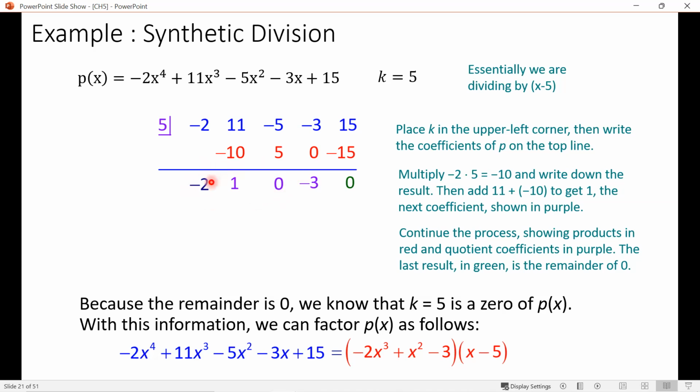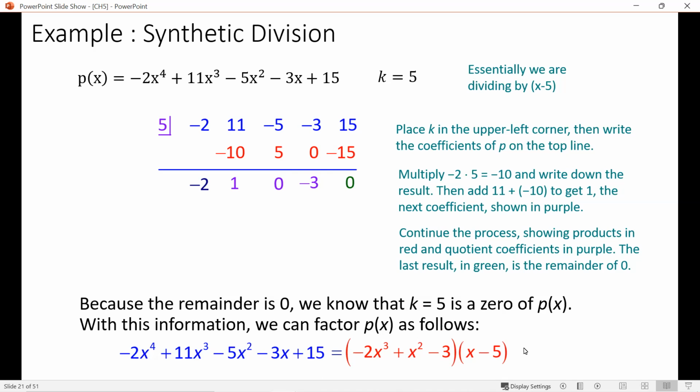Since our polynomial was a 4th power and we divided out a single power of x, the negative 2 is the coefficient on the 3rd power of x. The 1 is the coefficient on the 2nd power of x. The 0 is the coefficient on the power of x. Notice we have no x term here. And the negative 3 is our constant term and no remainder.